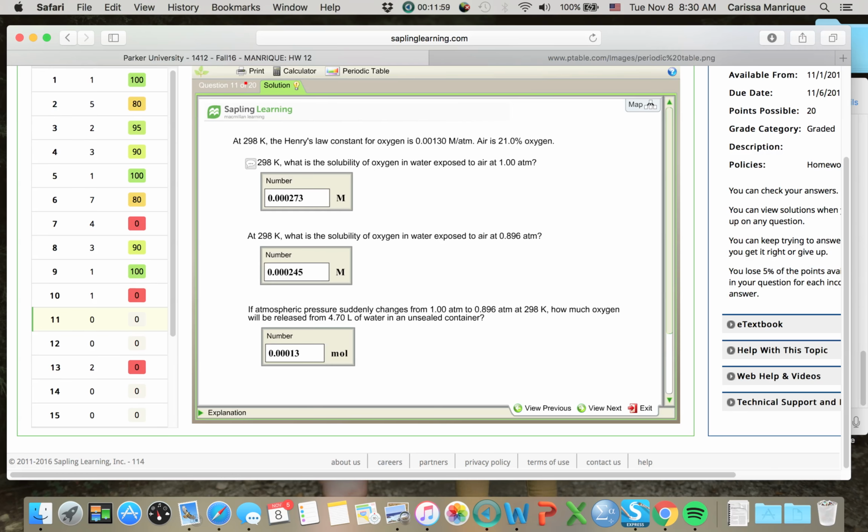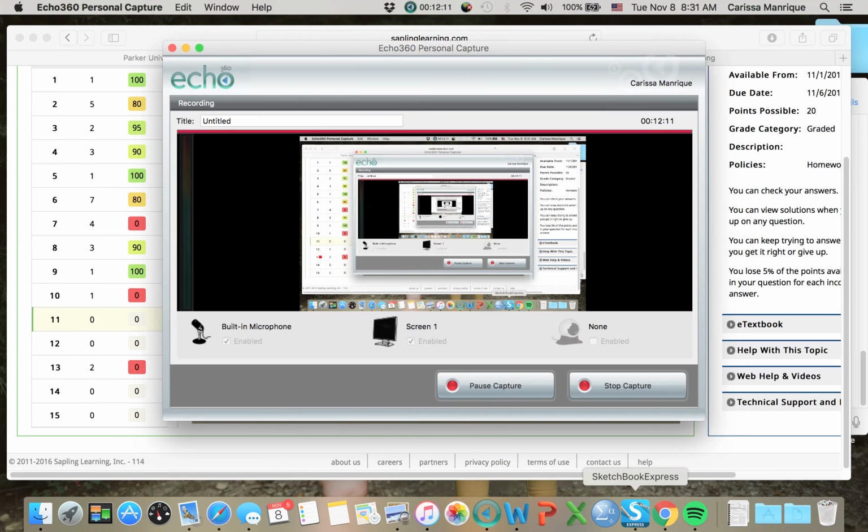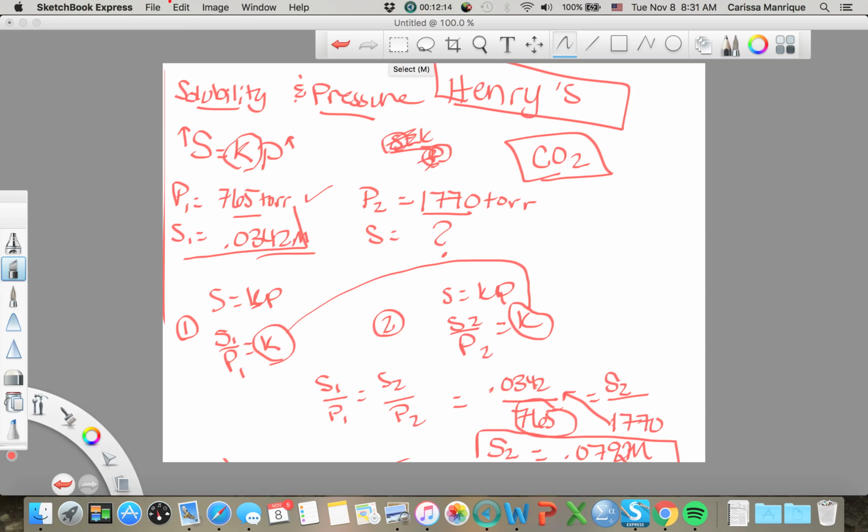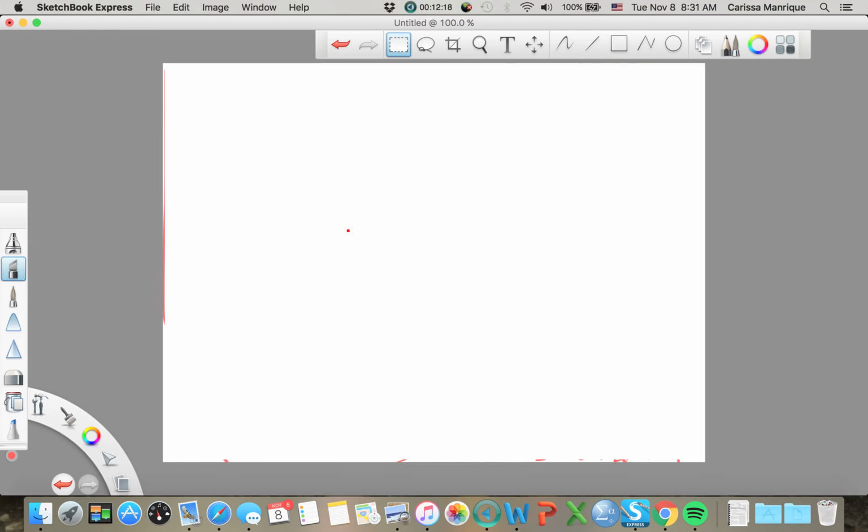It doesn't say the pressure of oxygen is 1, it says the pressure of air. And oxygen is only 21% of air. So let me show you what to do with that, because otherwise it'd be a pretty simple problem. You have an S, you have a K, you have a P. The little trick is just that 21%. What do you do with that? Okay, so first off, we have our formula. Solubility equals Kp. And let's see, I wrote down the numbers here.